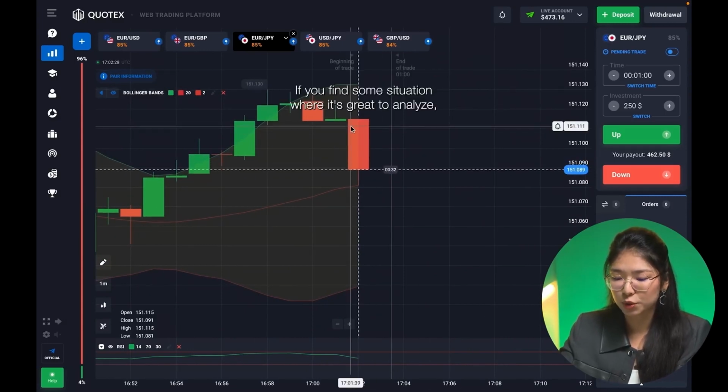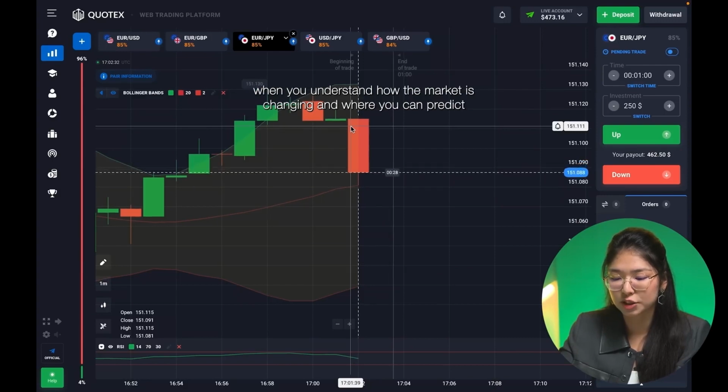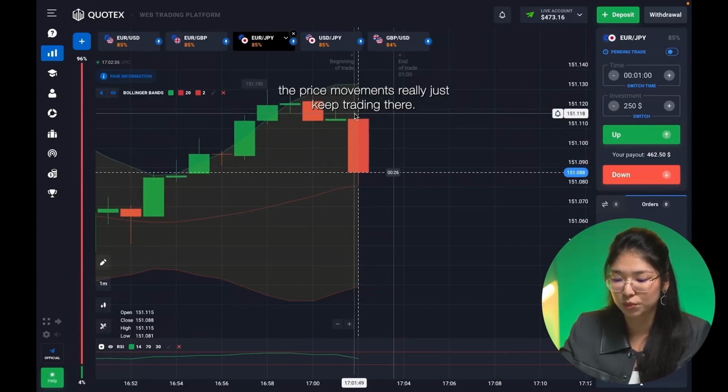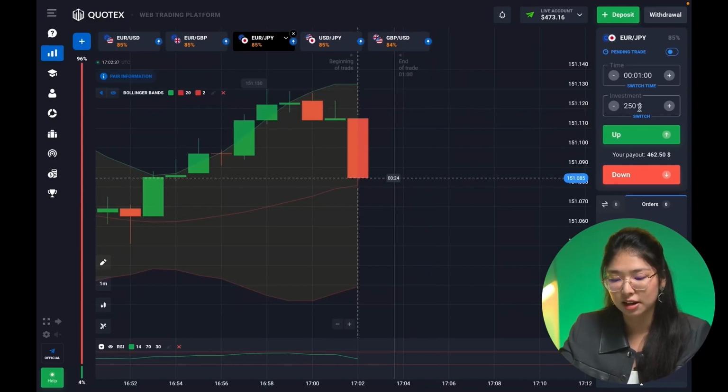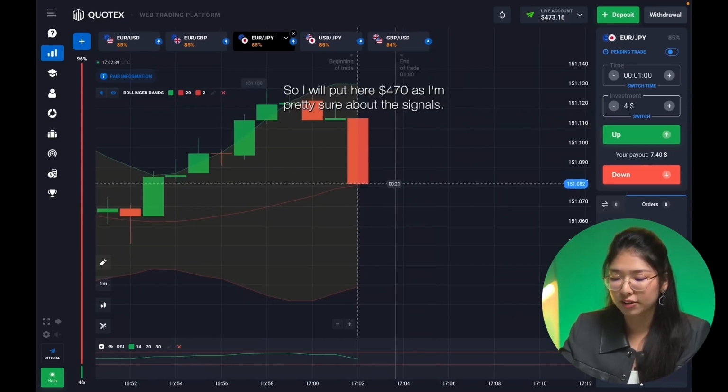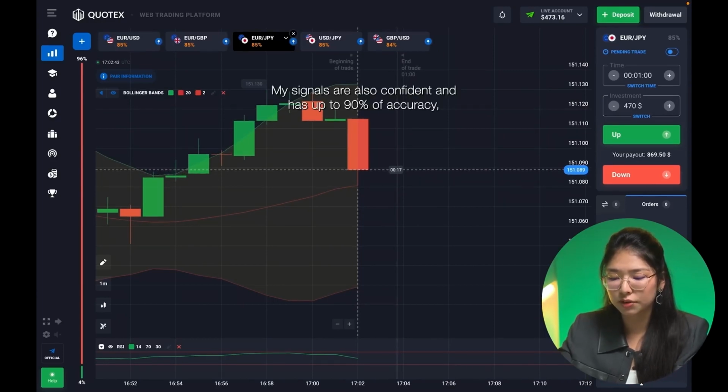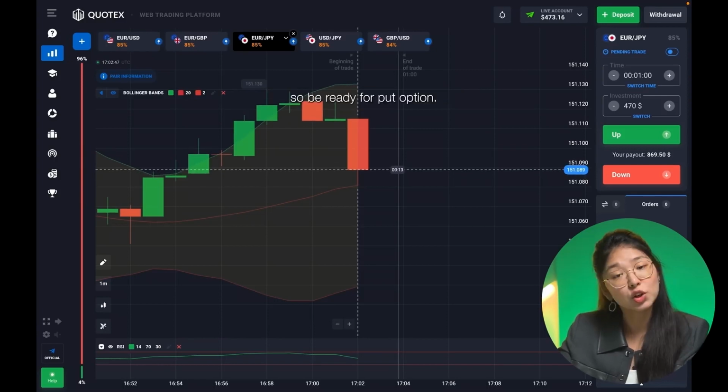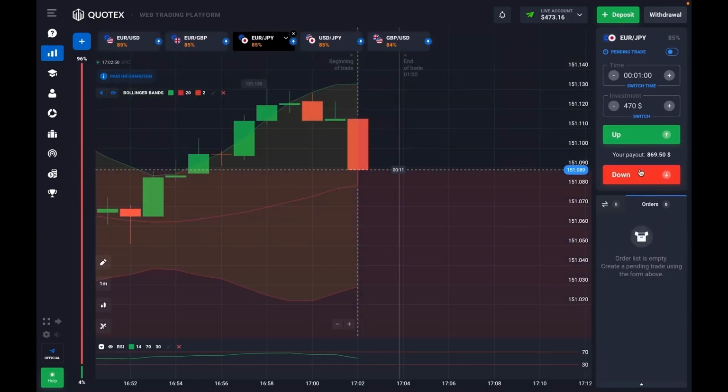If you find some situation like this, it's great to analyze when you understand how the market is changing and where you can predict the price movements. Really, just keep trading there. I will put $470 here and I'm pretty sure about the signals. My signals are also confident and have up to 90% accuracy. So be ready for put option.